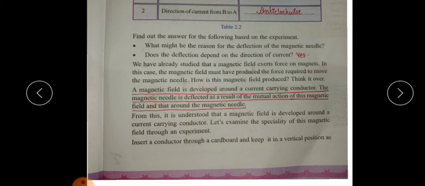Does the deflection depend on the direction of current? Yes. The deflection of the magnetic needle is dependent on the direction of current. What might be the reason for the deflection of the magnetic needle? The answer for this is this one.